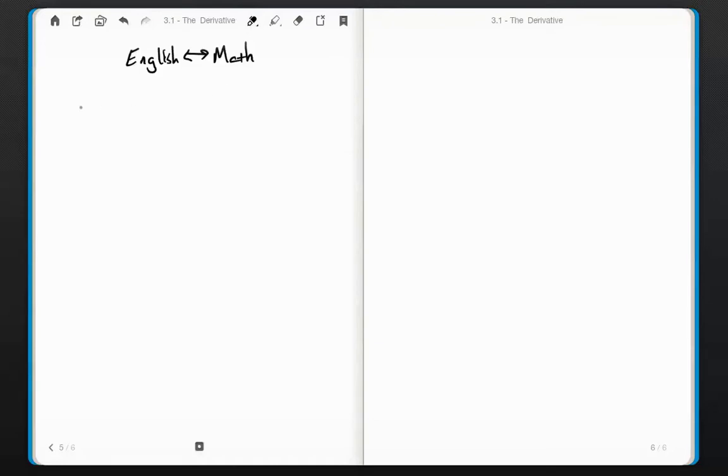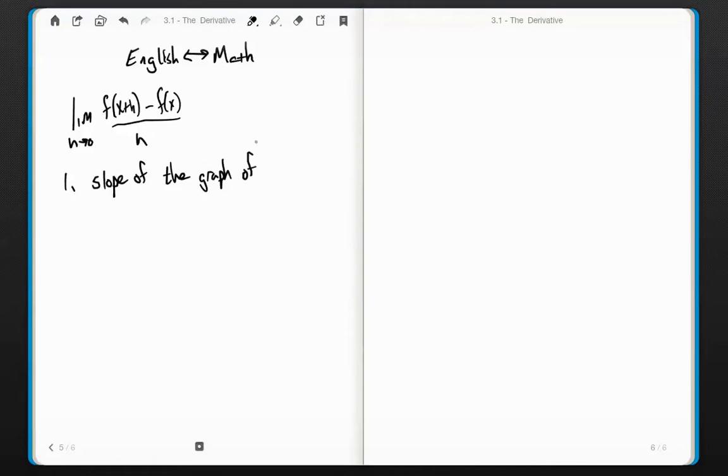What do I have written here? The limit as h goes to 0 of f of x plus h minus f of x all over h. And what does this really mean? One way to look at it: one, it is the slope of the graph of y equals f of x at x equals x naught.